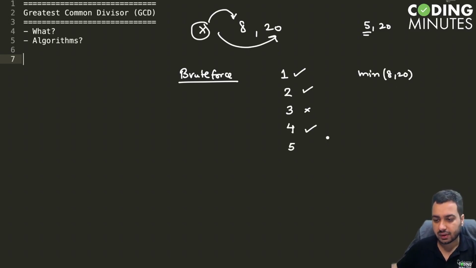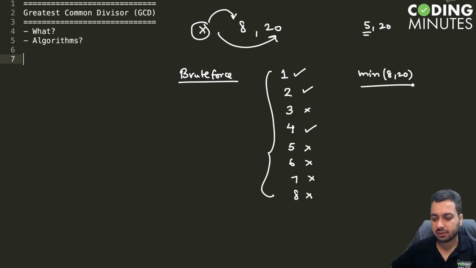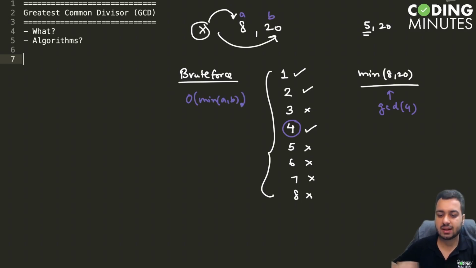What about 5? 5 does not divide. 6 does not divide. 7 does not divide. And 8 also does not divide. So we iterated from 1 to 8, which is the minimum of these two numbers, and we find that 4 is the largest number that actually divides both 8 and 20. So GCD of 8 and 20 is 4. This is a brute force algorithm, and the complexity of this algorithm would be, let's say this number is a and this number is b, order of minimum of a comma b. That's the complexity of finding GCD.